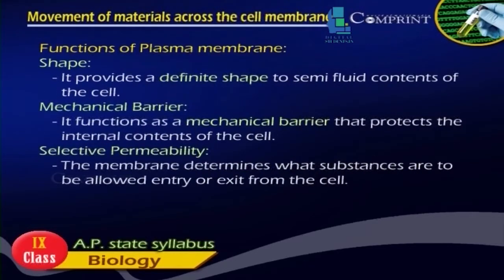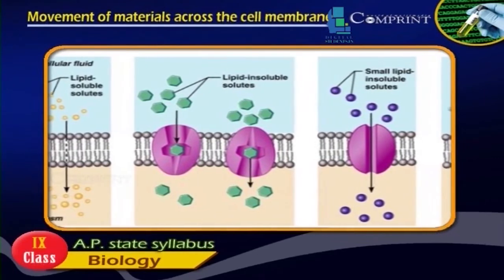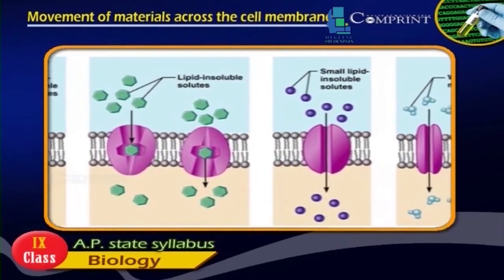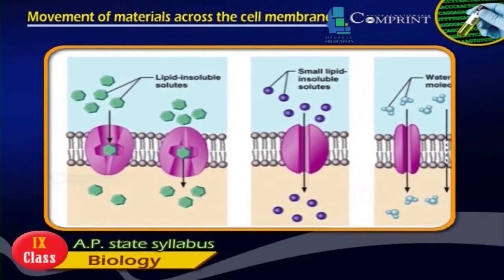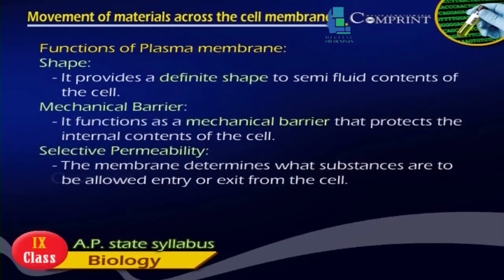Functions of plasma membrane. Shape. It provides a definite shape to the semi-fluid contents of the cell. Mechanical barrier. It functions as a mechanical barrier that protects the internal contents of the cell. Selective permeability. The membrane determines what substances are to be allowed entry or exit from the cell.